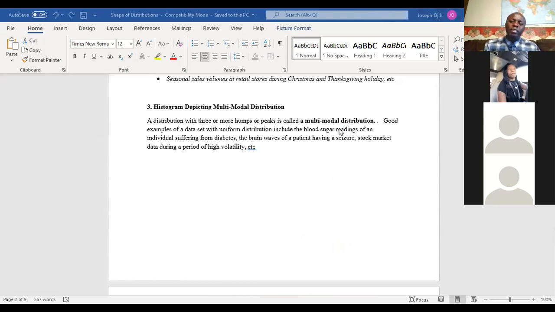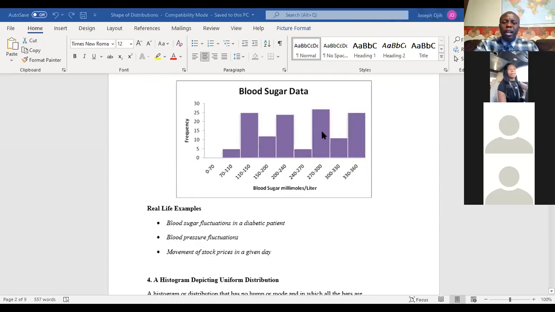How about the stock market? Keep going up and down. So it has multiple modes, and we call it multimodal distribution. I use blood sugar here as an example, but there are many real life situations that reflect this kind of distribution, like the sugar fluctuation in a diabetic patient, blood pressure fluctuations, movement of stock prices, sales volume during different holidays. These are multimodal distributions. During that time, you have a peak in sales and it goes down again, peak, down, peak, and down.